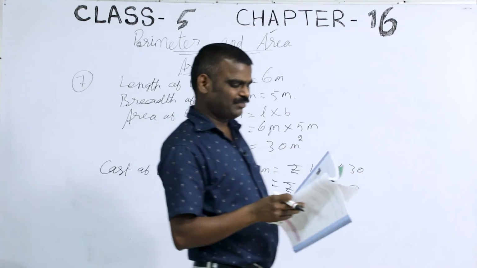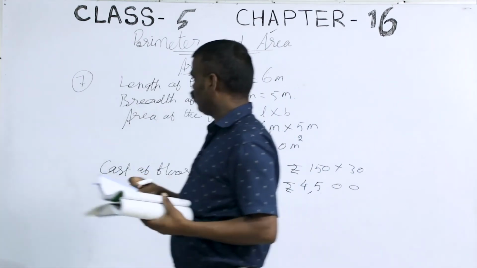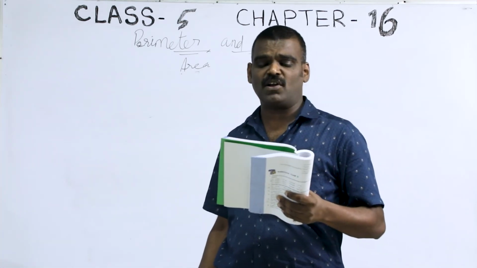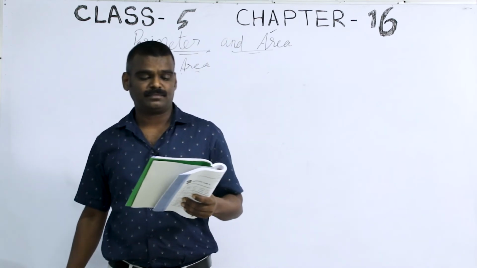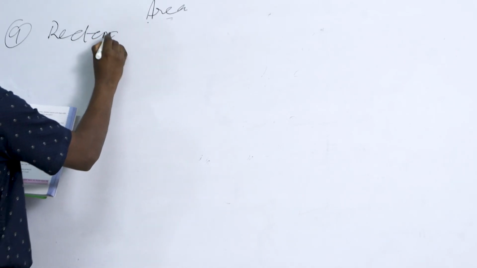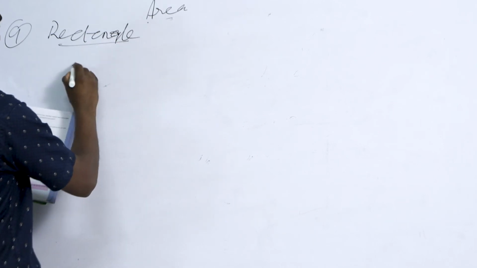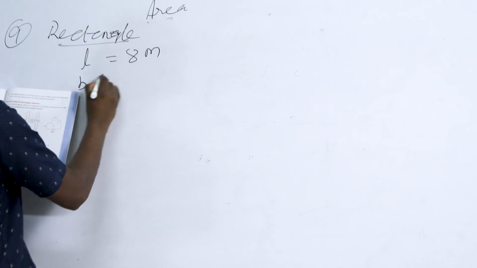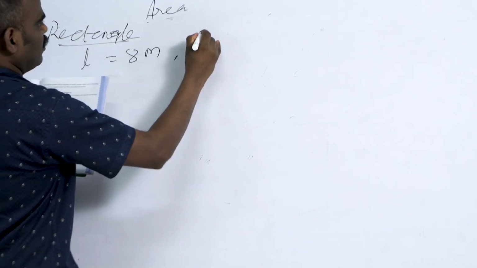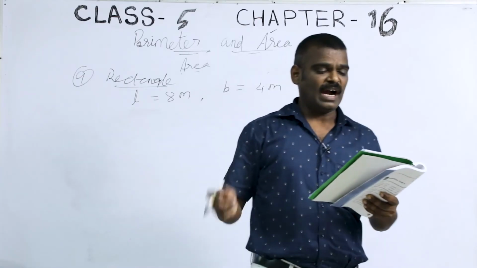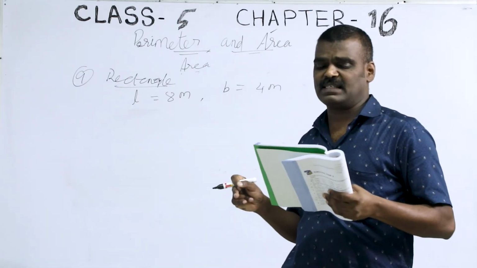Okay, next. Time is almost going to be over, but I want to do one more question. Let us go to question number 9. A rectangular garden is 8 meter long and 4 meter wide. Length is given how many? 8 meter. Breadth is given how many? 4 meter. Okay. Now another square park has side 9 meter.